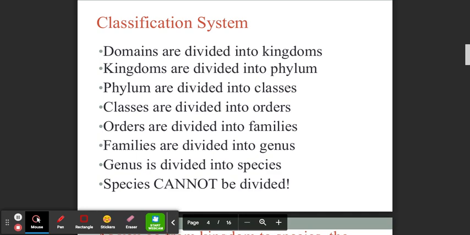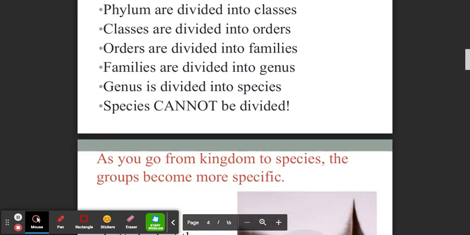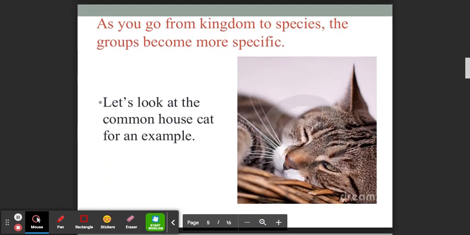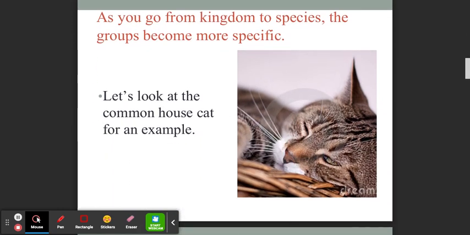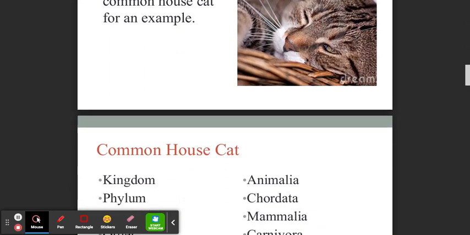As you go through the rest of these notes, you'll see that and get a better understanding as it gets towards the end. So we are going to start with the common house cat as an example. We are going to go from kingdom to species just so we can see how organisms are classified.